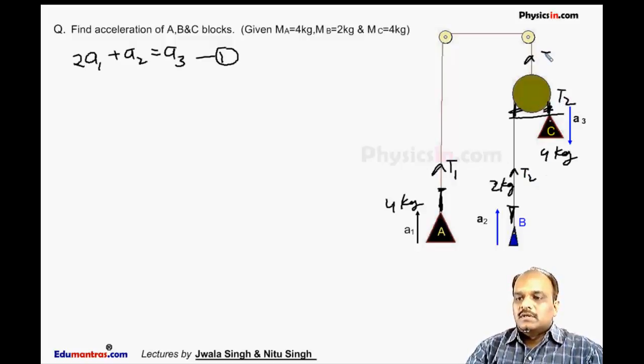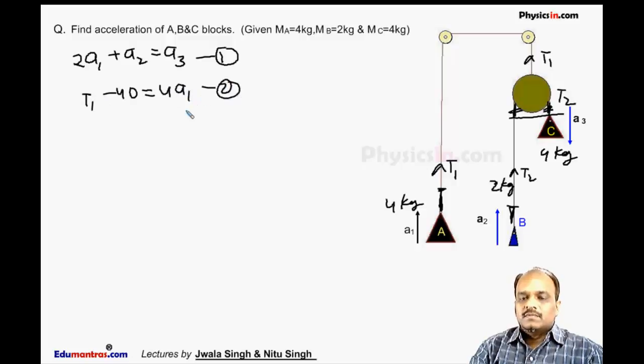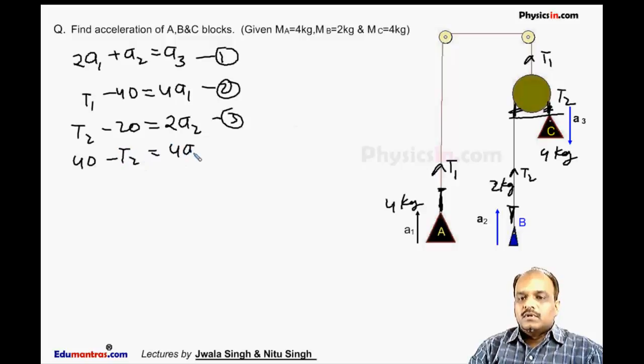Here it is T1. So we can say the first equation is T1. We will solve it with respect to ground. So I will write T1 minus 40 is equal to 4A1. This is our second equation. The third equation is T2 minus 20 is equal to 2A2. This is our third equation. From here we can say 40 minus T2 is equal to 4A3. This is our fourth equation.